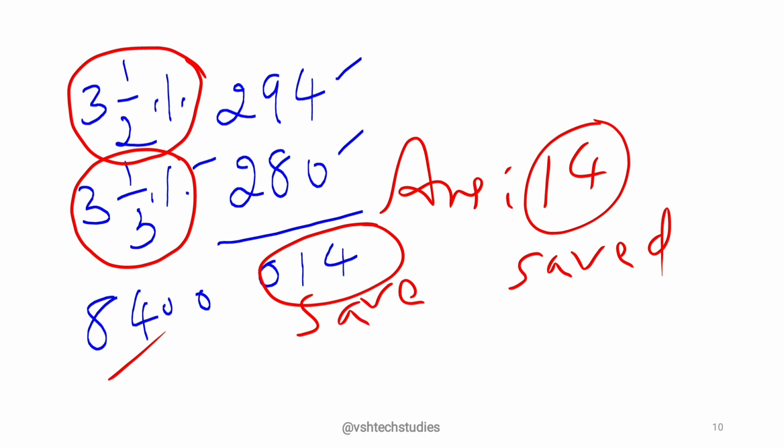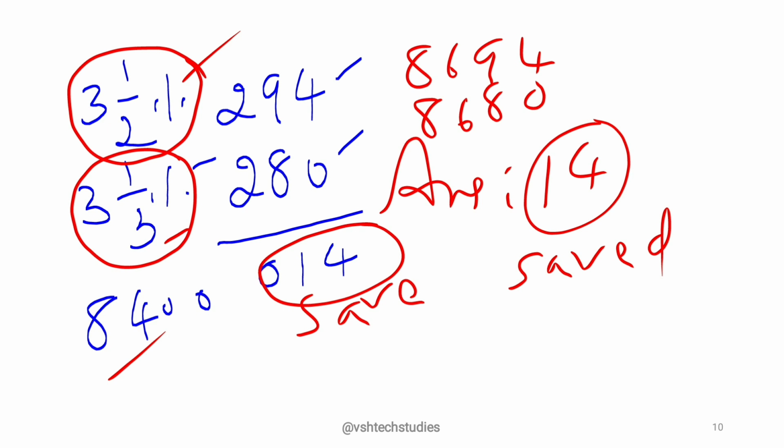In other words, with the old tax rate he had to pay 8694 rupees for the article, and with the new reduced tax rate he has to pay only 8680 rupees, where he is making a saving of 14 rupees, and that is the solution.